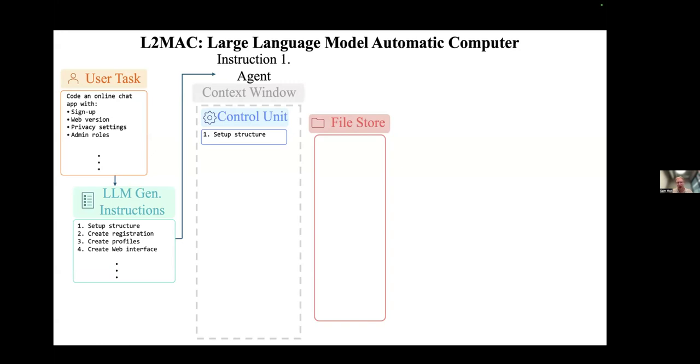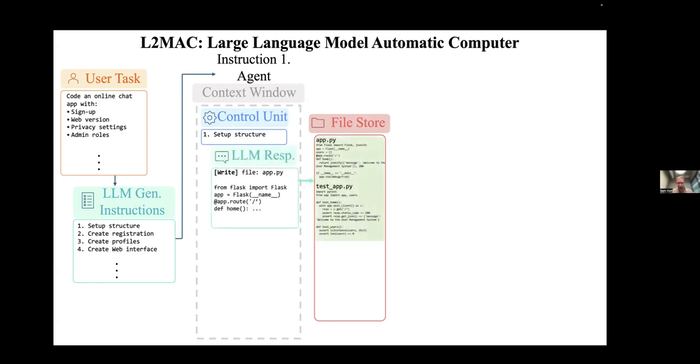window. And this is managed by a control unit, very similar to a computer architecture, which will give the initial instruction and tell the LLM that it has access to some tools to write code out to a Unix file store and also read code from the Unix file store. In the beginning, the file store is empty.